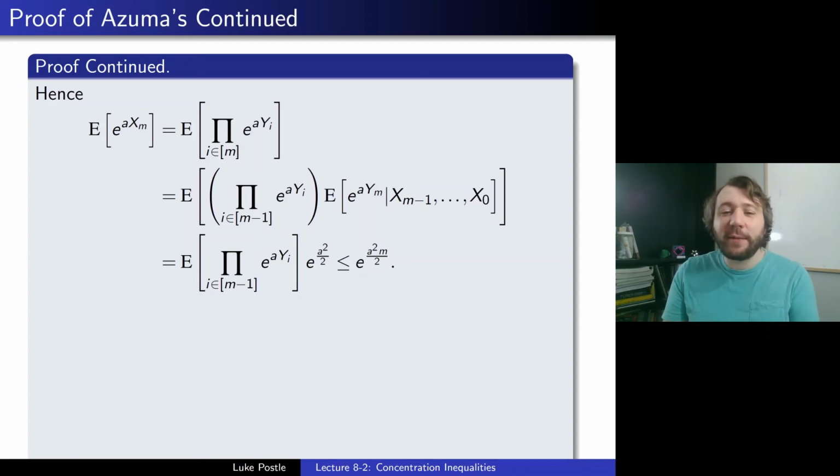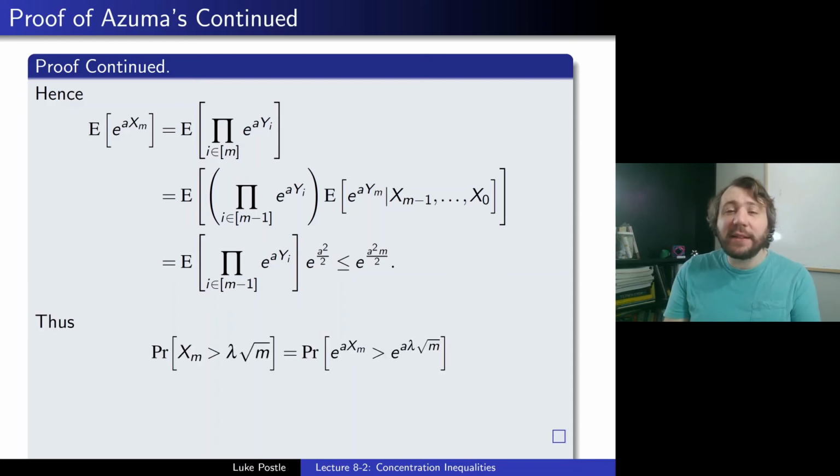So basically at each step we end up picking up a factor of e to the a squared over 2. You argue how far it can move in the last step, that it's going to be at most e to the a squared over 2. Then you do that to the m minus 1 step and the m minus 2 step and so on, using induction, and you get that it's at most e to the a squared m over 2. So this is quite clever and nice.